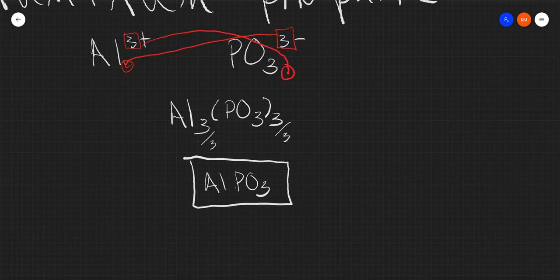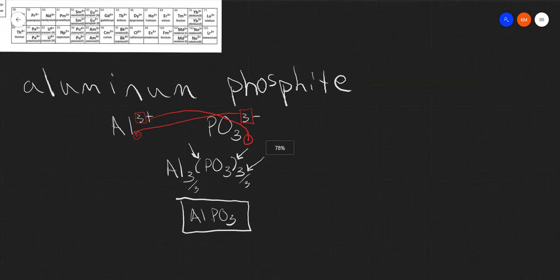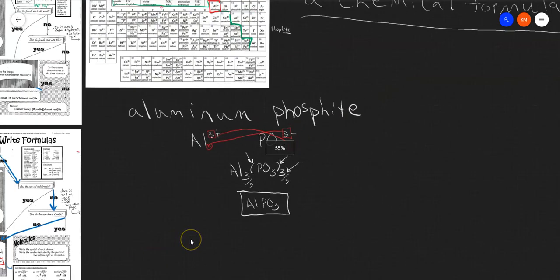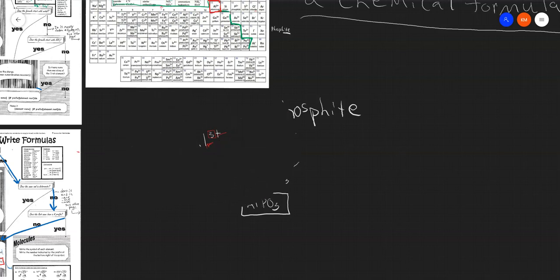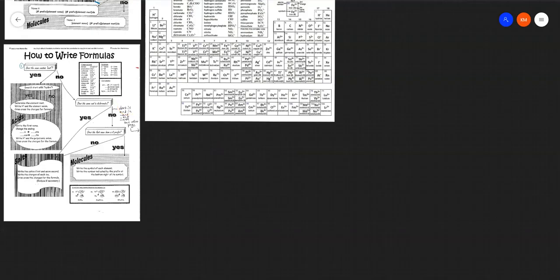If you remember from writing ionic formulas, if you have more than one polyatomic ion, you have to write it in parentheses and then put the number of polyatomic ions on the outside, like that. Okay, so I'm going to clear this up and be right back.